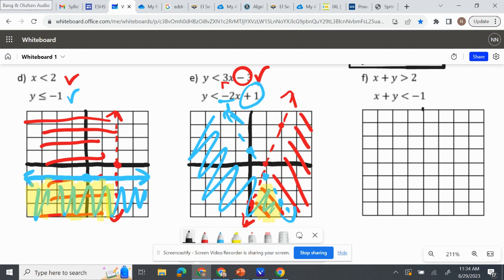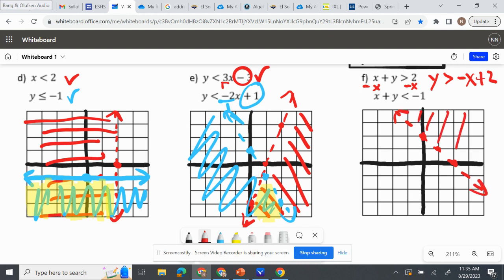Letter F, I notice that each of these are in standard form. So that means I need to get the y by itself. So with the first one, I subtract the x, and I get y is greater than negative x plus 2. So I plot a point at 2. The negative x means that the slope is negative 1 over 1. So I go down 1 to the right 1, down 1 to the right 1 again. And I'm drawing a dashed line. And greater than means that I shade above.